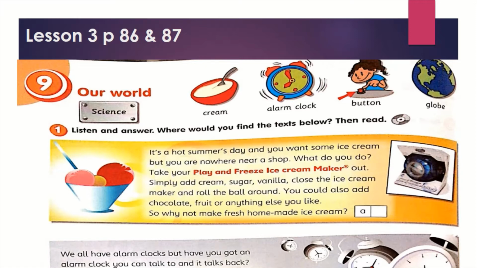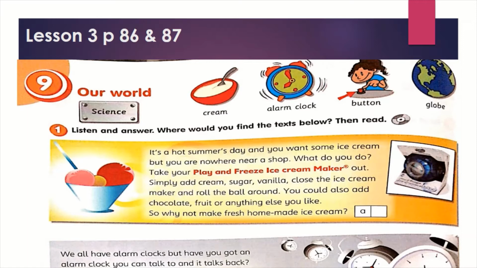The last picture is the globe. What is the globe? It's a shape. It's in our Earth. It's the shape and model for our Earth, on which we find maps, the map of the world, with names of countries and cities and so on.